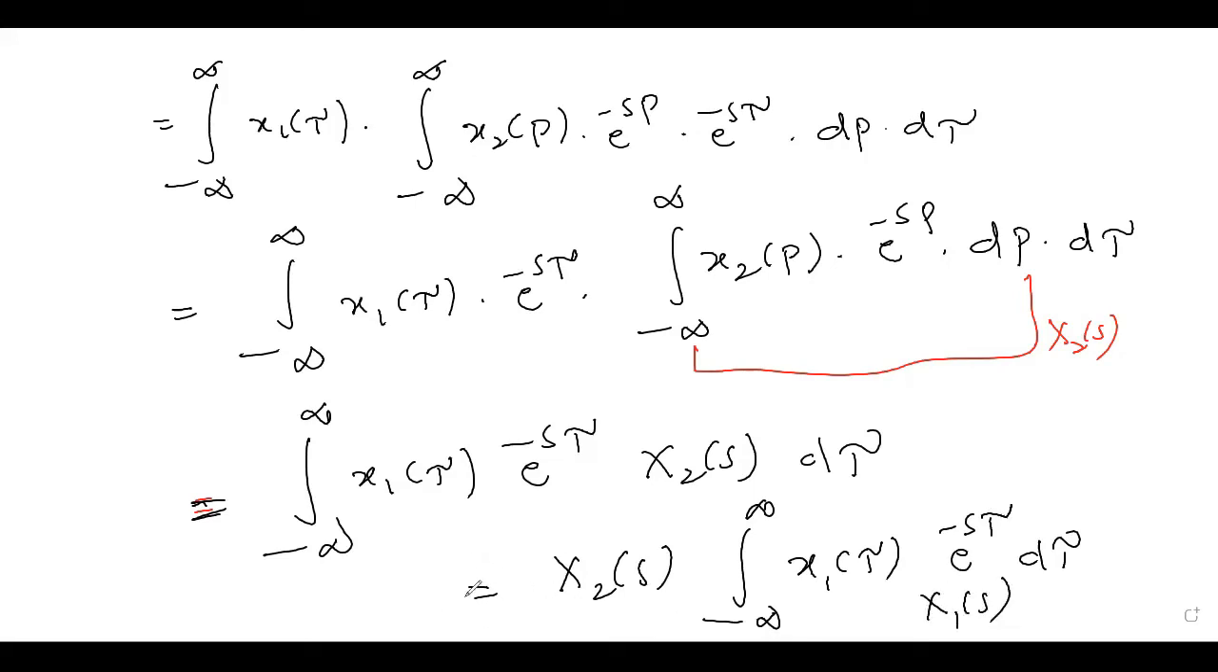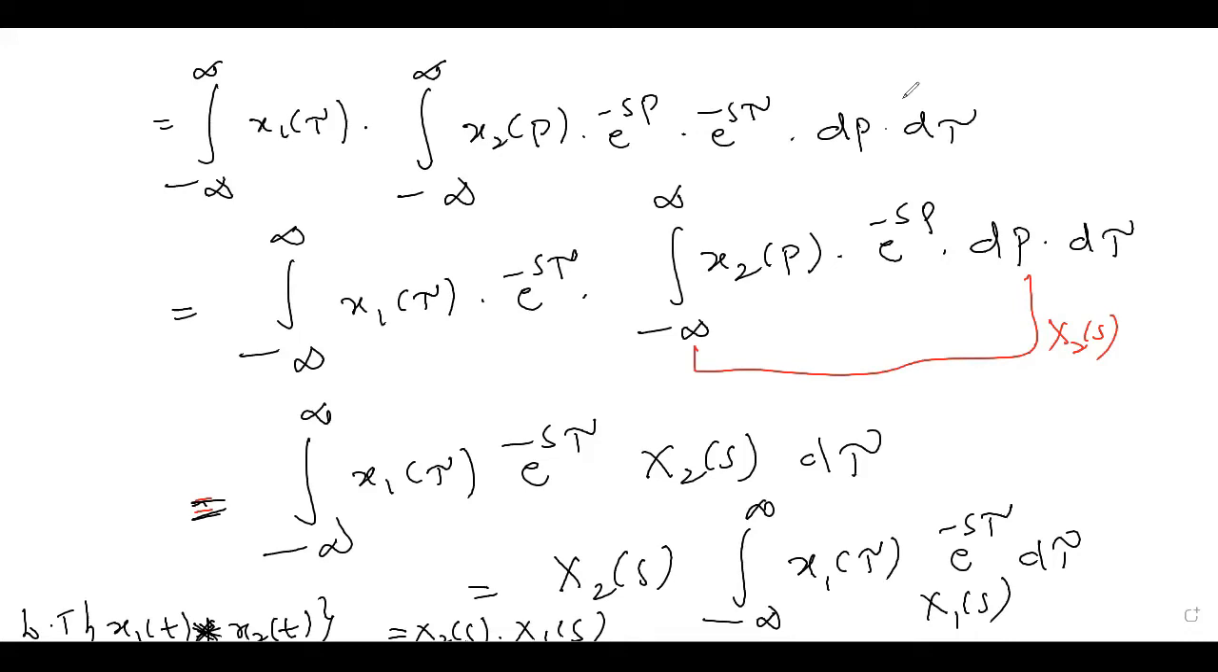So finally what do we get? x2 of s into x1 of s. And what is there here? Laplace transform of x1 of t convolution x2 of t. Clear? So hence proved. This is a proof for the convolution property, the time convolution property. Okay, same as Fourier transform, but in place of omega here we have the s variable. Okay. Shall I go for the next property?